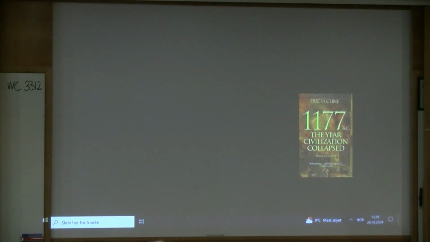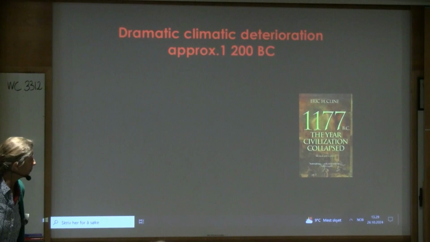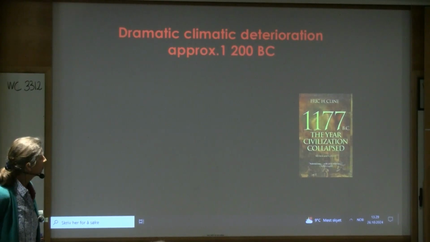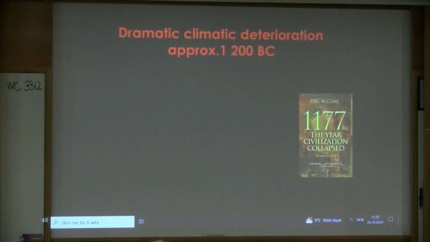But then something happened. In the year 1177 BC, the Bronze Age civilizations around the Eastern Mediterranean more or less collapsed. And there's a very interesting book written about it by an American historian called Klein, and it's called The Year Civilization Collapsed.